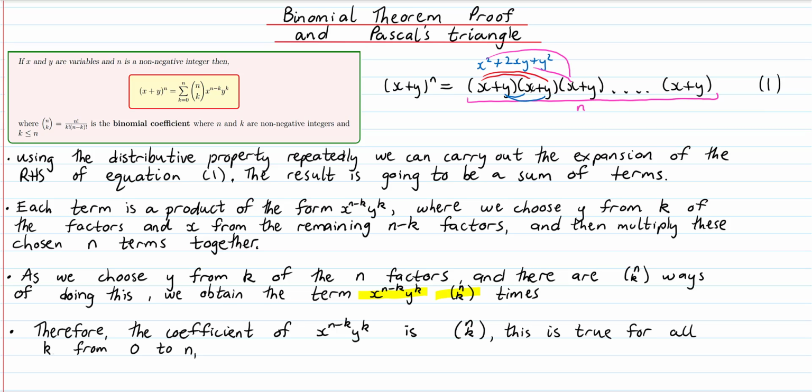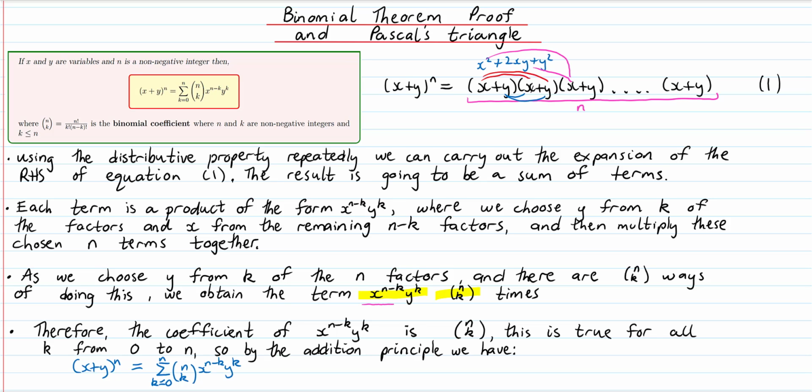So by the addition principle, we have (x + y)^n is equal to our sum going from k equals 0 to k equals n of n choose k times x^(n−k) times y^k. So for each of our x^(n−k) y^k terms, we're finding the number of ways we can choose y from 0 of the factors, and then we add that to the number of ways we can choose y from just one of the factors, and then 2 of the factors, all the way up to choosing y from n of the factors. So that then concludes our proof of the binomial theorem.